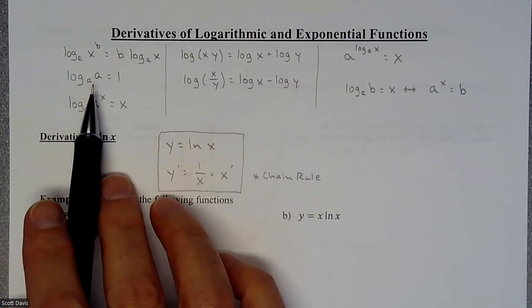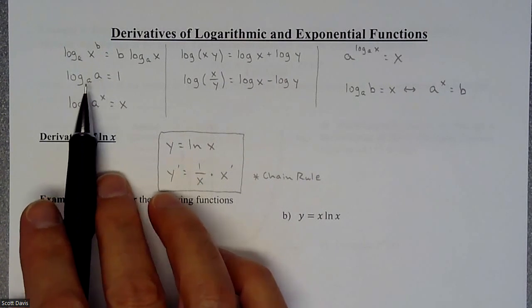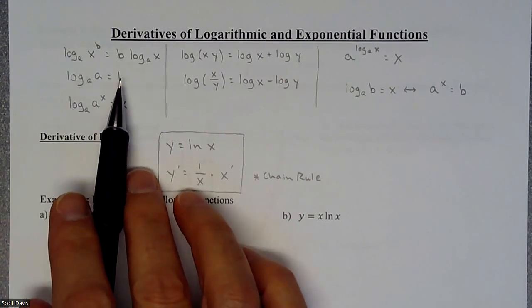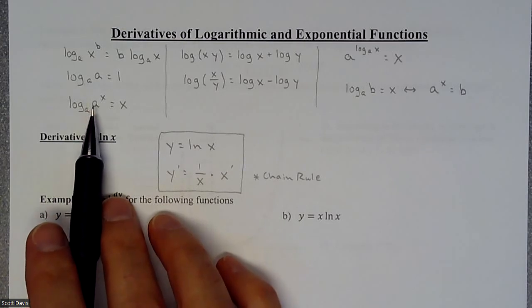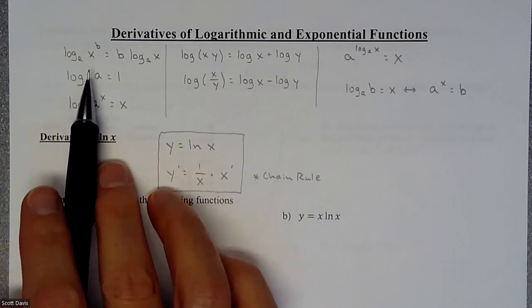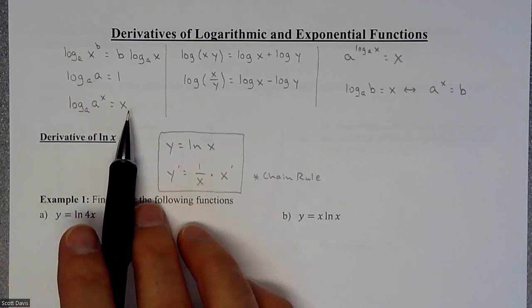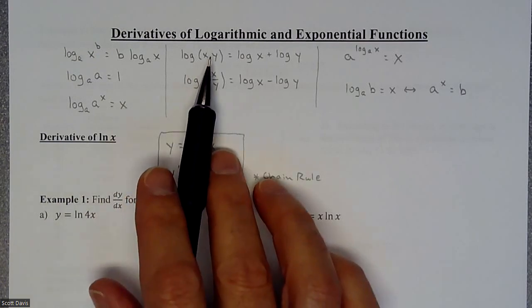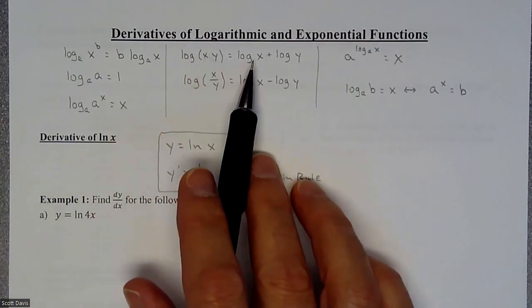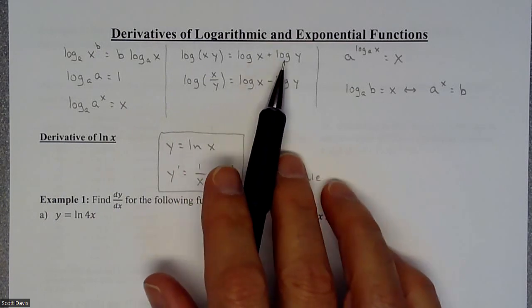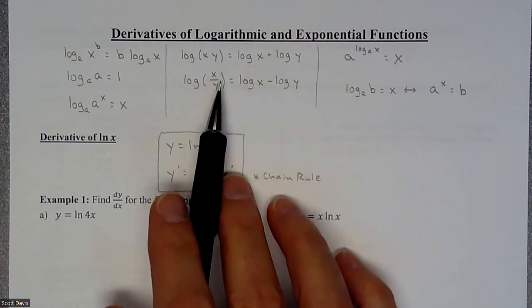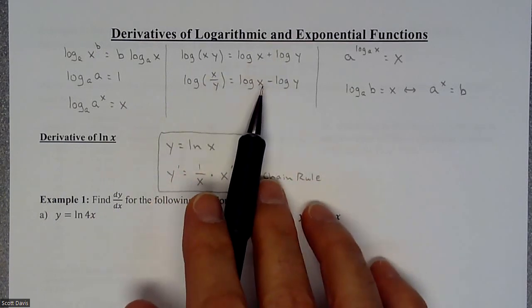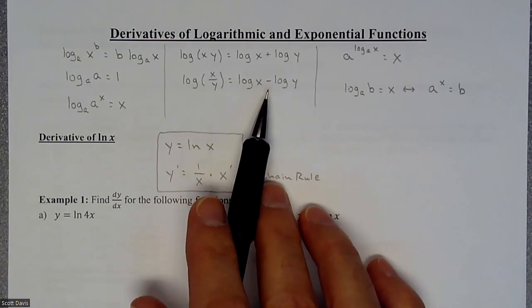Another big one is when the base matches the value, that simplifies out to 1. And if you have that exact situation, except those two pieces match, this whole thing is going to simplify to x. If you have log of two values multiplied together, you can break it apart into individual pieces normally. And if you have division, it separates out into subtraction.